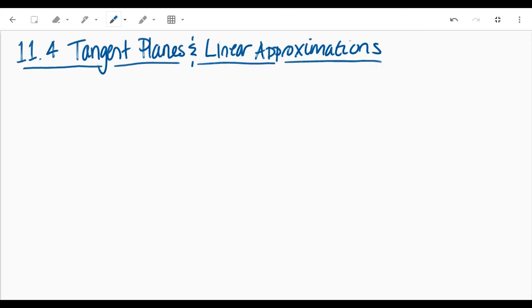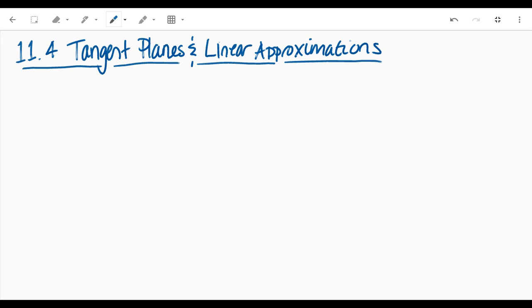Okay, next section we're going to look at is 11.4, which is tangent planes and linear approximations. I'm going to do my best to draw some of these things. They're not the easiest to draw. I would strongly suggest you work with some 3D plotters and take a look at some of these graphs. Graph the curves, graph the tangent planes, spin it around, see what's going on. But I'll do my best on here.